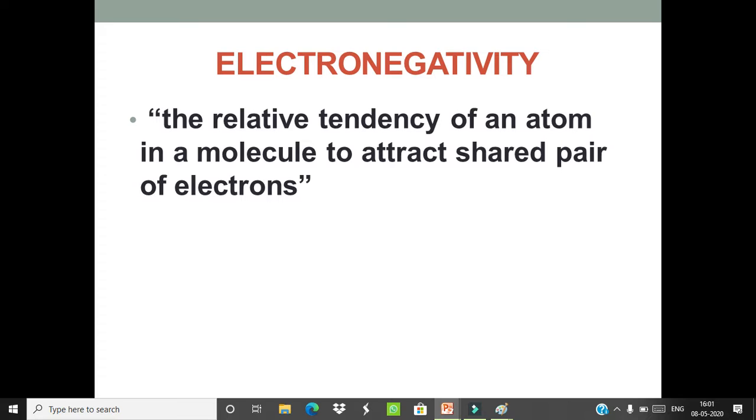Okay, so if two elements are bonded with the help of a covalent bond and both have different electronegativity, for example hydrochloric acid, that is HCl, the electronegativity of hydrogen is about 2.3, while the electronegativity of chlorine is around 3.61. So the electronegativity of chlorine is more than hydrogen, so the shared pair of electrons is more towards the chlorine atom, and that is electronegativity. So the tendency of an atom in a molecule to attract the shared pair of electrons is called electronegativity.